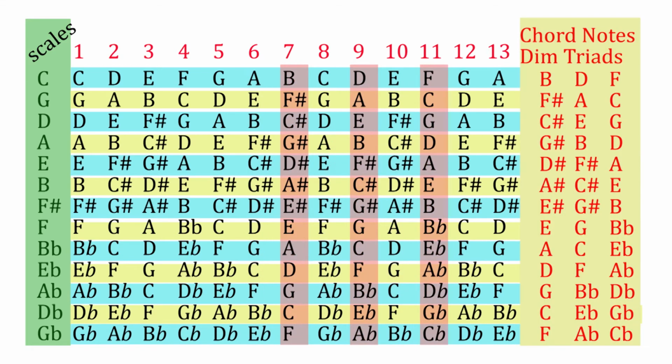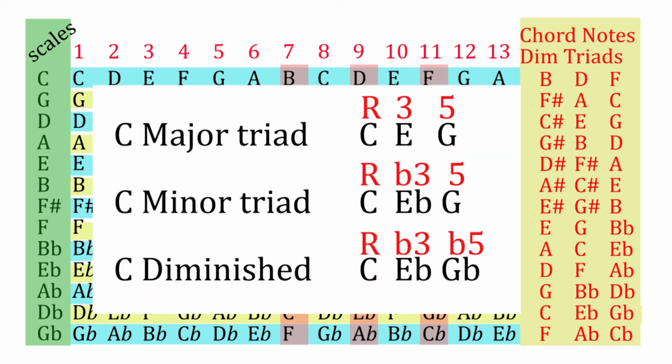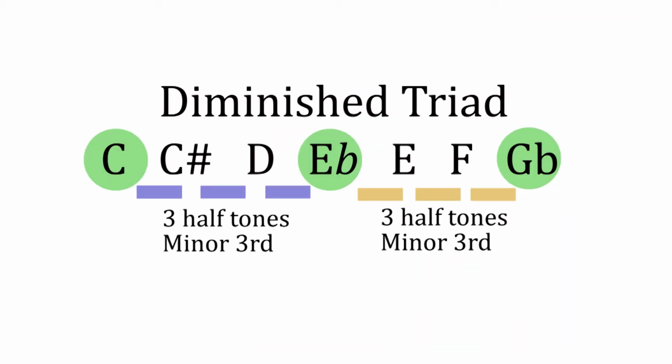And on the 7th degree, we have a new type of triad known as the diminished triad. So let's compare this with the C major and C minor triad. Immediately you will notice that compared to the major triad, it has a flattened 3rd and a flattened 5th. So to create a diminished triad, simply change the major or minor triad into a diminished triad by flattening the appropriate notes. The interval pattern is a minor third and a minor third.